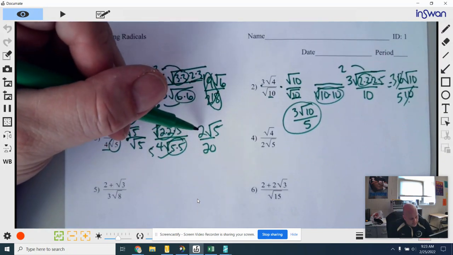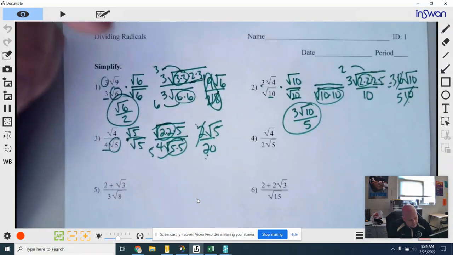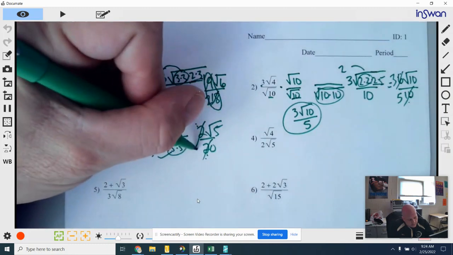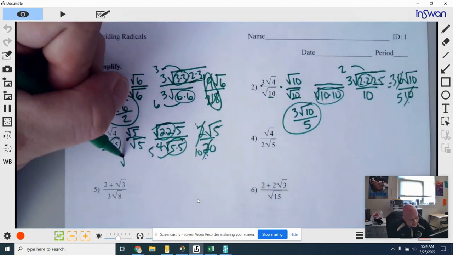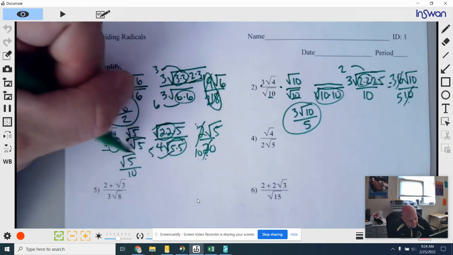And then, again, these whole numbers are going to reduce. So 2 goes into 2 once, goes into 20 10 times. So our final answer is root 5 over 10.